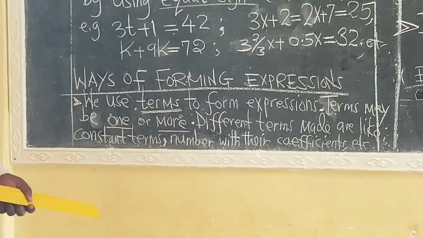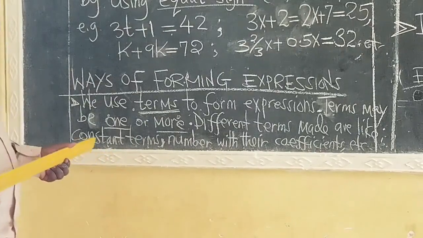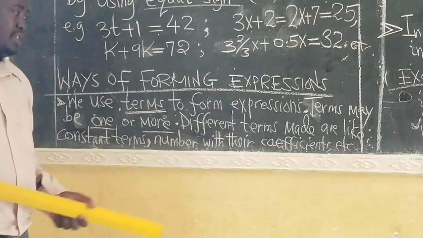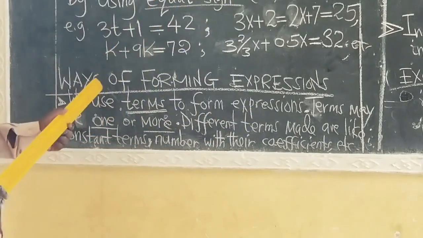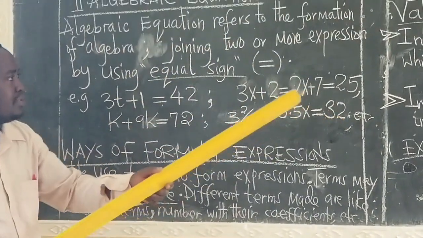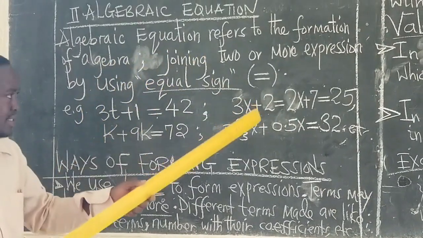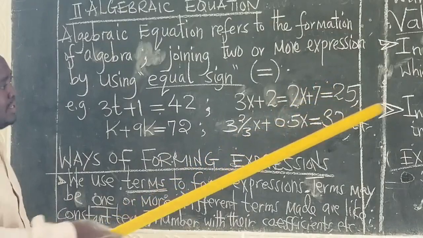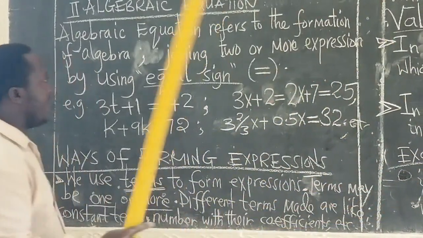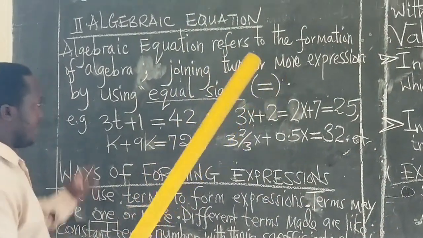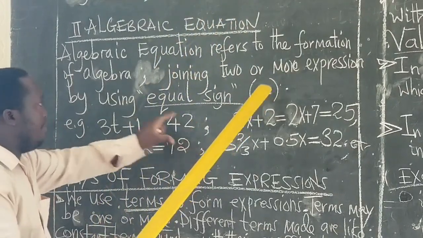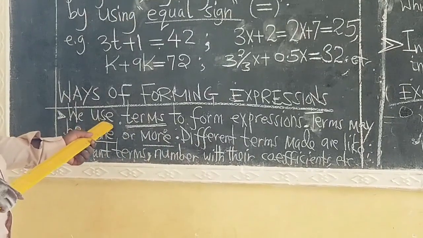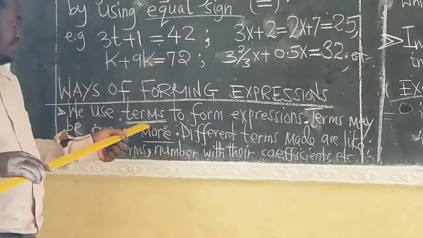Ways of forming expressions. We use terms to form expressions. We have been saying we have algebraic expressions and we have algebraic equations. You will see all of these are formed by expressions. There, expressions without an equal sign. But here, two expressions separated by an equal sign. But these expressions, how do we know them? You will see them because they are formed by terms.